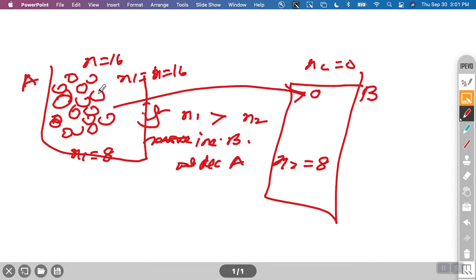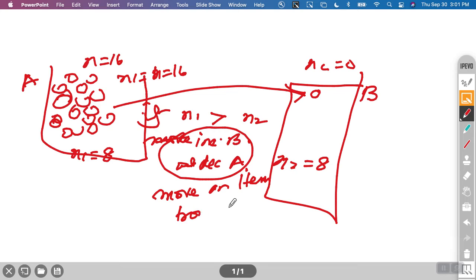Whenever you are moving one item, this means move an item from A to B. That is what will happen, right? At some point n1, so you say greater than or equal to.